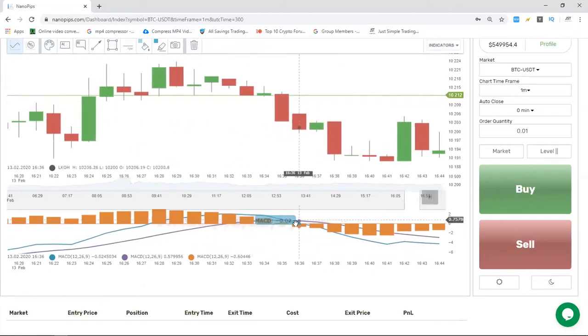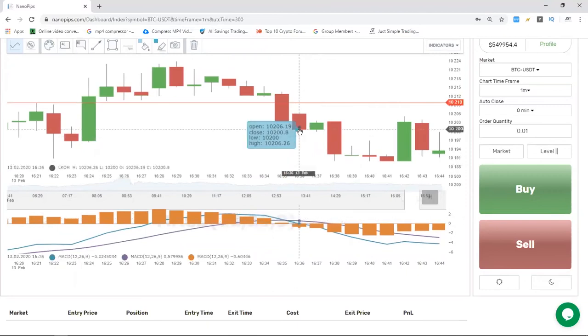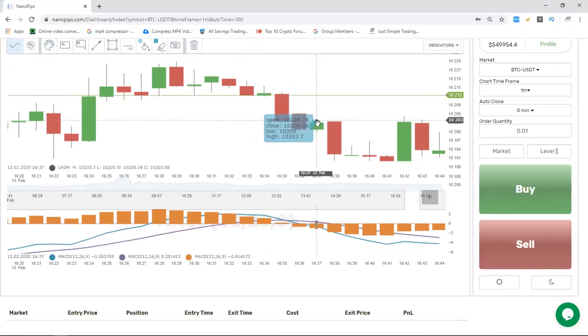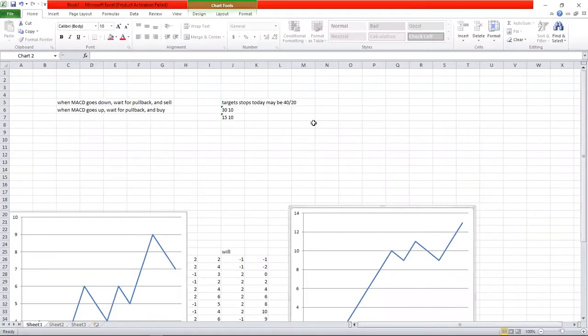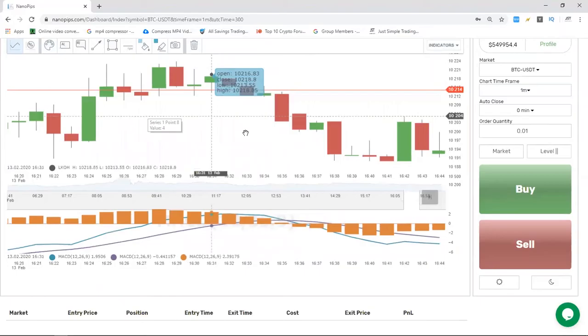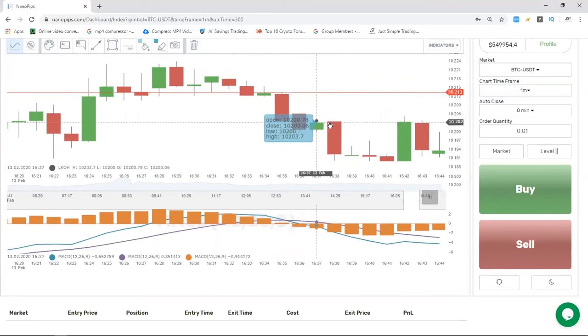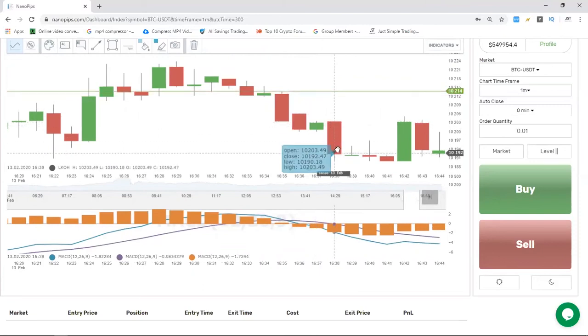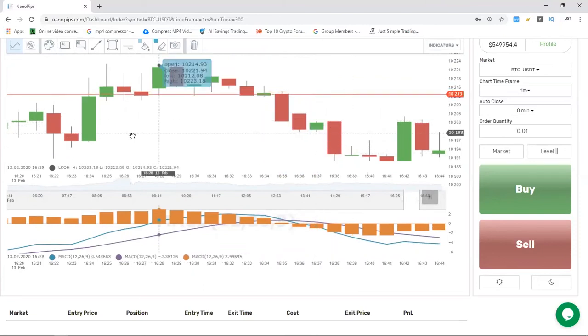Right here, the MACD line broke down. As you can see right here, it broke out. This is the close of the candle. On the pullback, the next candle pulled back. Remember, that's our rule. When MACD goes down, wait for pullback and sell. So there's the pullback. And next candle, you can see huge sell. And that was your sell trade.